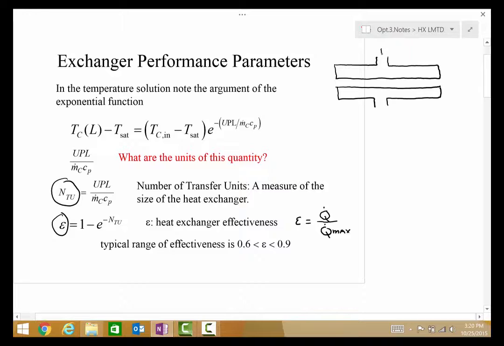So we have this hot, saturated fluid that is the shell side fluid. It goes in at T saturated, it comes out at T saturated. There's a phase change process occurring. And then we have this cold fluid that comes in at Tc in and leaves at Tc out.